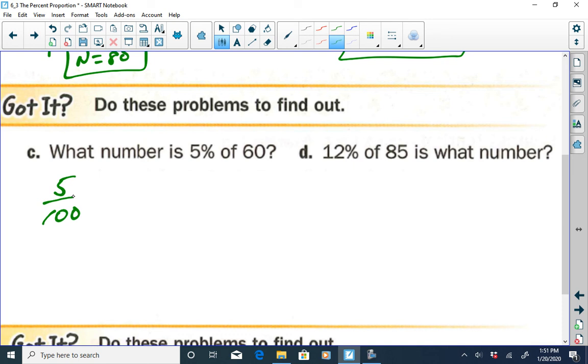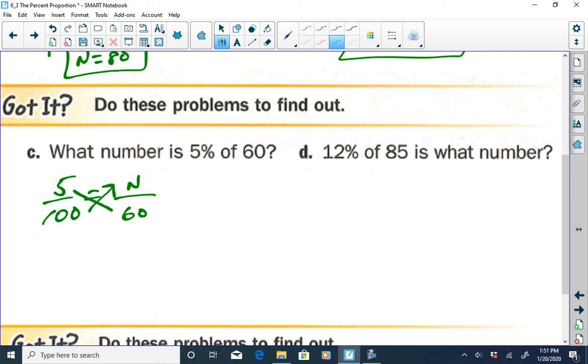So that 5 is going to go over 100. For my second ratio, the word of, 60 follows that word of, so that's going to be my whole amount. That's going to be the denominator of my ratio. So we're looking for the numerator of the ratio.